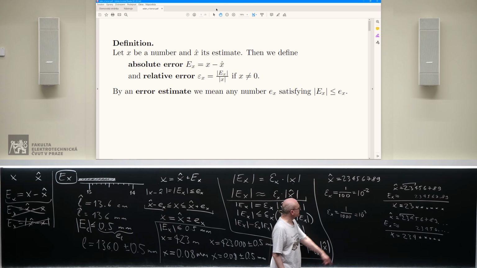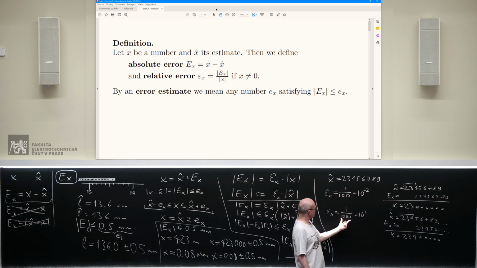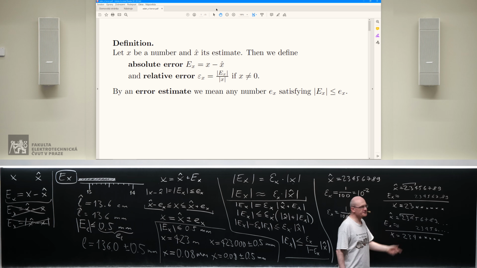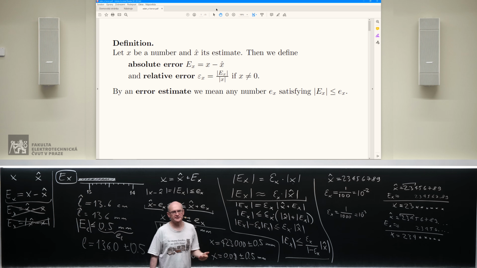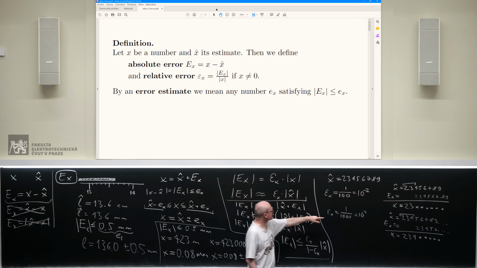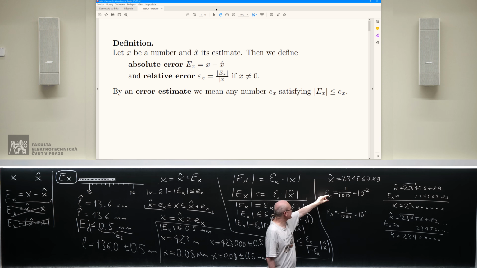Now, can you see the pattern? 10 to negative 2, 2 digits. 10 to negative 3, 3 digits. Or 2 zeros, 3 zeros. 2 digits, 3 digits. This is very nice. This is the intuitive meaning of relative error, if it is in this form. But since we are looking for upper estimate usually, we can always perhaps add a little bit more so that the estimate for relative error has this nice shape.